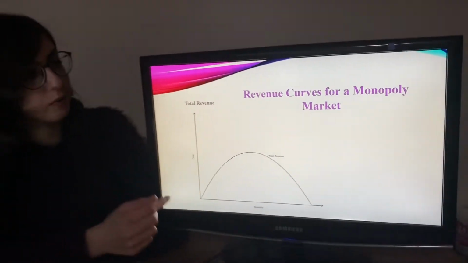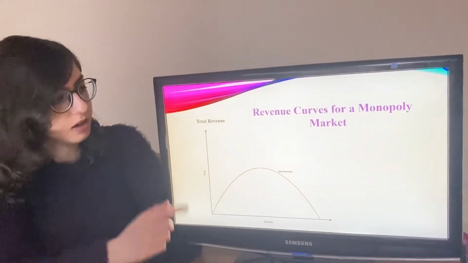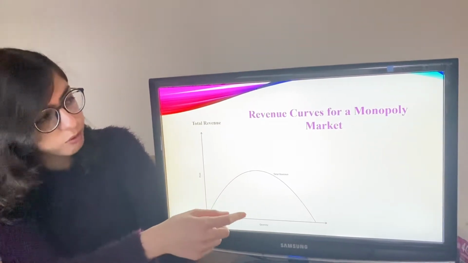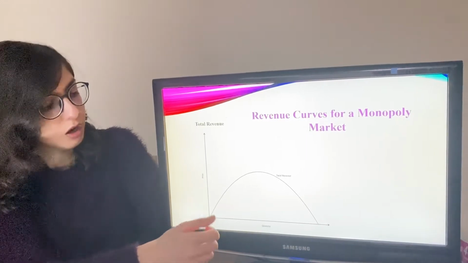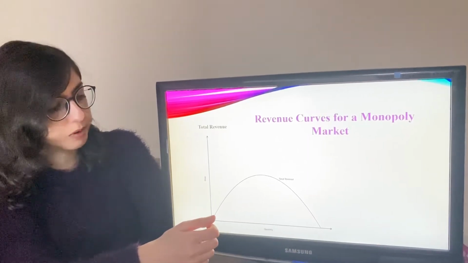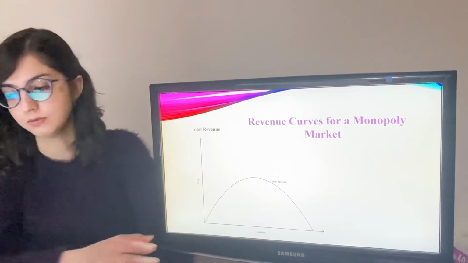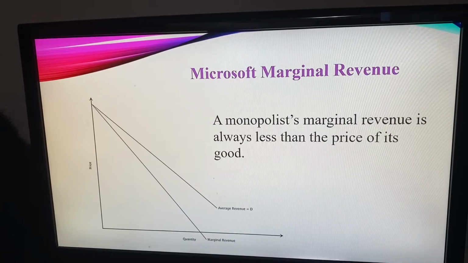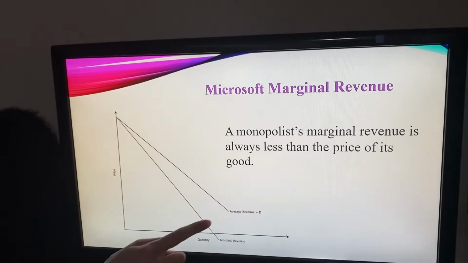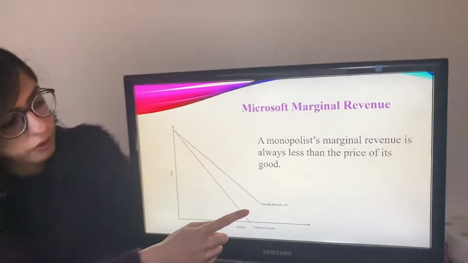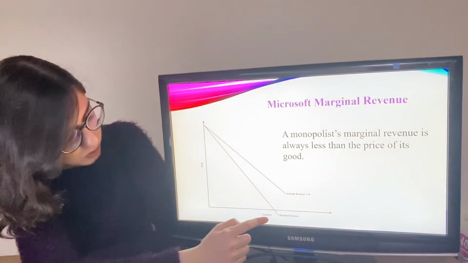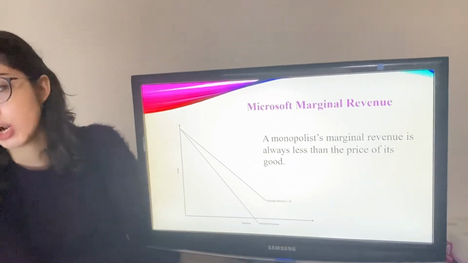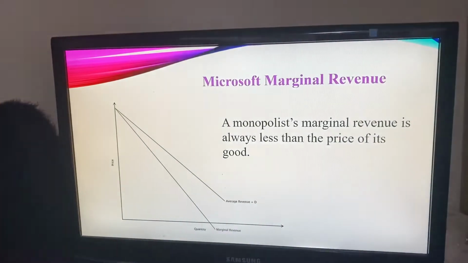Here you see the revenue curves for a monopoly market. This is total revenue and quantity, and this is the total revenue for Microsoft. We know total revenue is price times quantity. Here you see the Microsoft marginal revenue. This line shows the average revenue or demand curve, and this line shows marginal revenue. And also we know a monopoly's marginal revenue is always less than the price of its good.